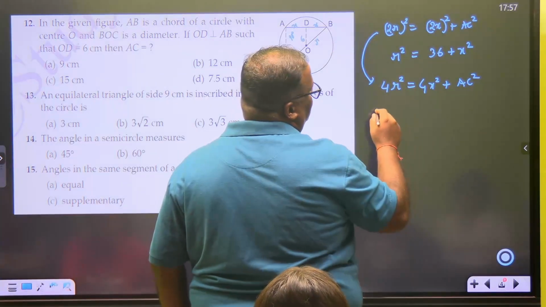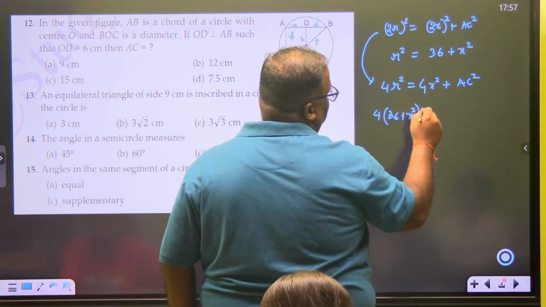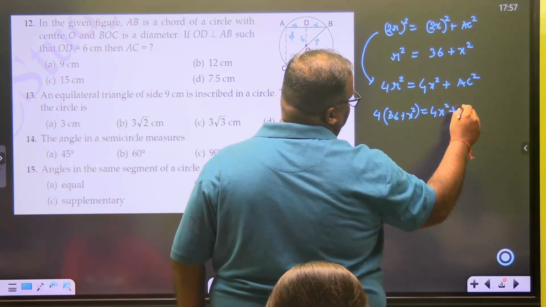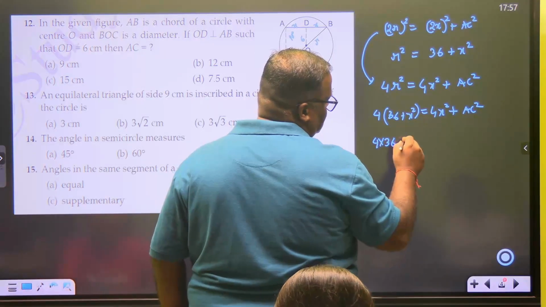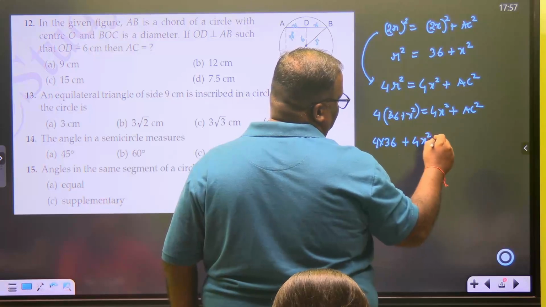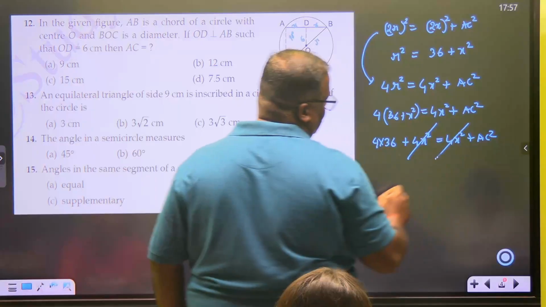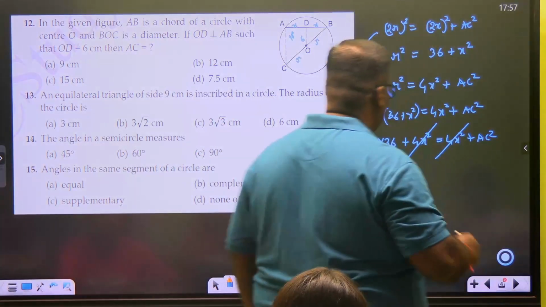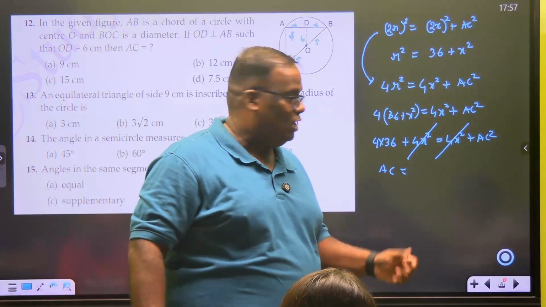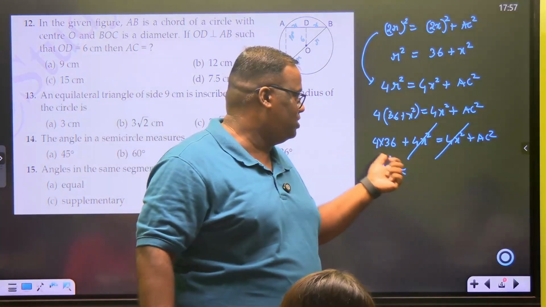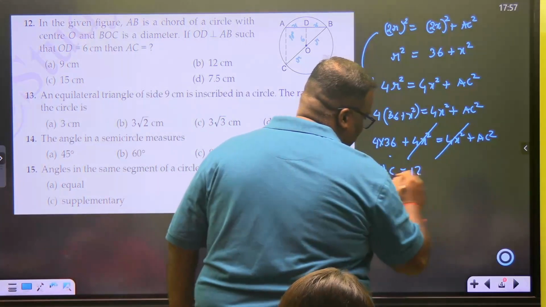Instead of 4r square, you can write 4 into (36 plus x square) is equal to 4x square plus AC square. This opens your Pandora's box as 4 into 36 plus 4x square is equal to 4x square plus AC square. 4x square is gone. AC square is equal to this. So AC will be equal to what? Now legends and normal people will multiply this and take a root. Morons: 4's root is 2, 36's root is 6. So AC is equal to 12.